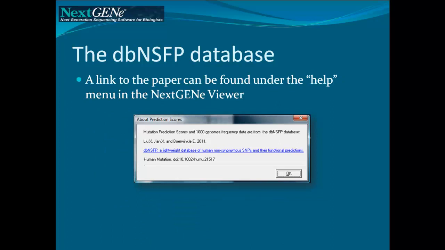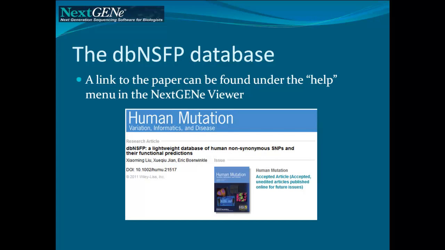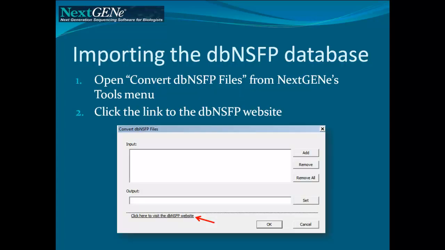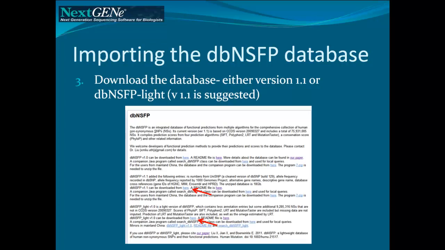A link to the paper that describes the dbNSFP database in more detail can be found in the NextGENE Viewer Help menu. The Convert dbNSFP Files tool in NextGENE's Tools menu includes a link to the dbNSFP website where the database can be downloaded. Right now, there are a few versions of the database. Version 1.1 is more useful because it also provides 1,000 genomes frequencies. However, the light version will also work.